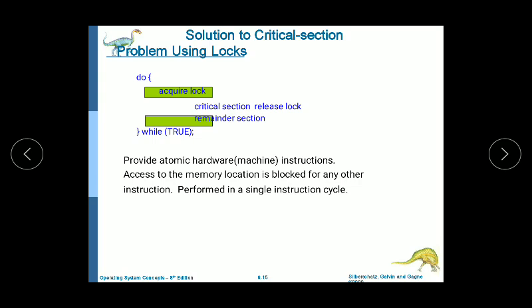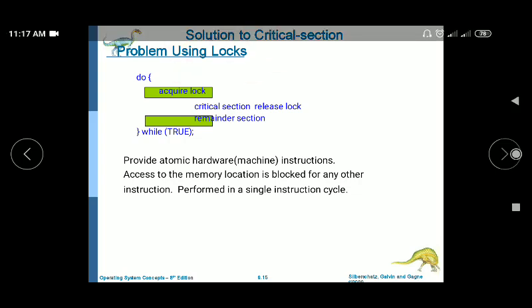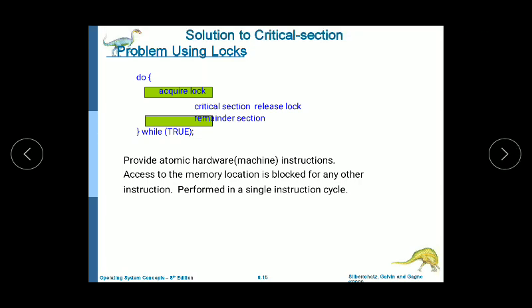In the following discussions, we explore several more solutions to the critical section problem using techniques ranging from hardware to software-based APIs available to both kernel developers and application programmers. All these solutions are based on the premise of locking, that is, protecting critical regions through the use of locks. As we shall see, the design of such locks can be quite sophisticated. Go through this code. This is called mutex locks.